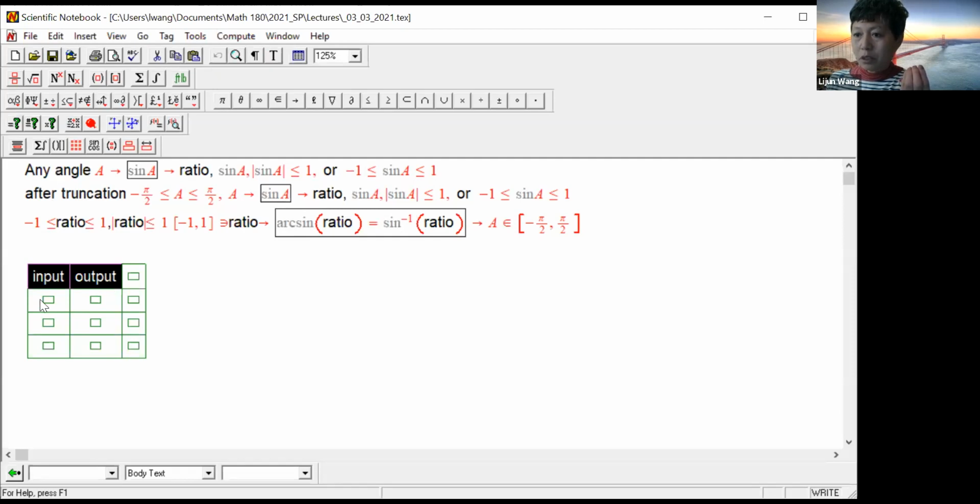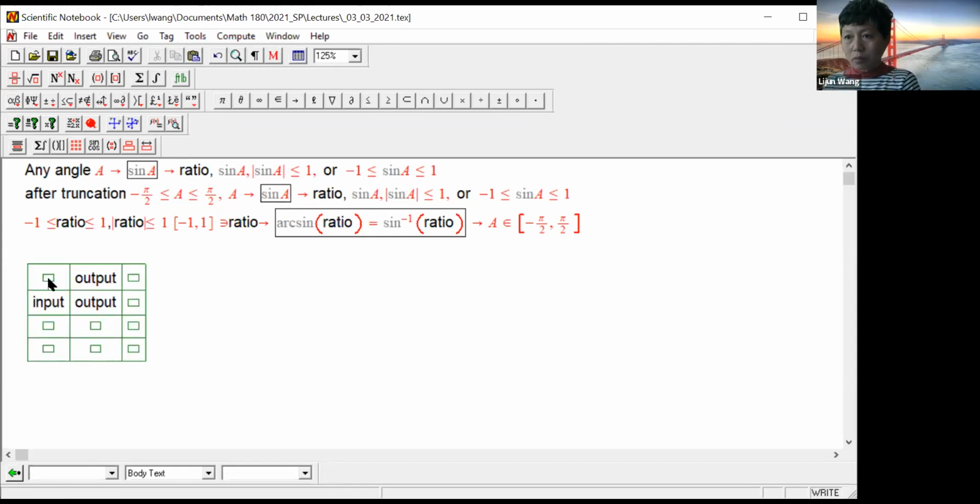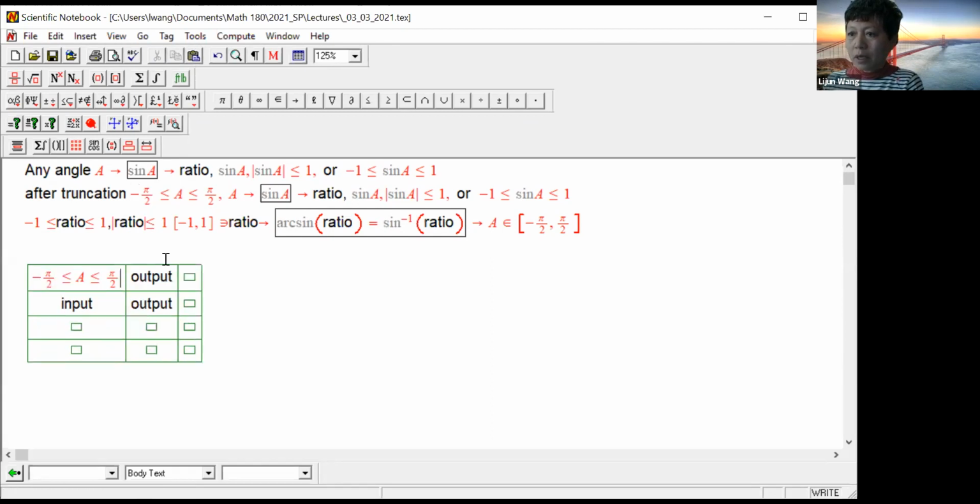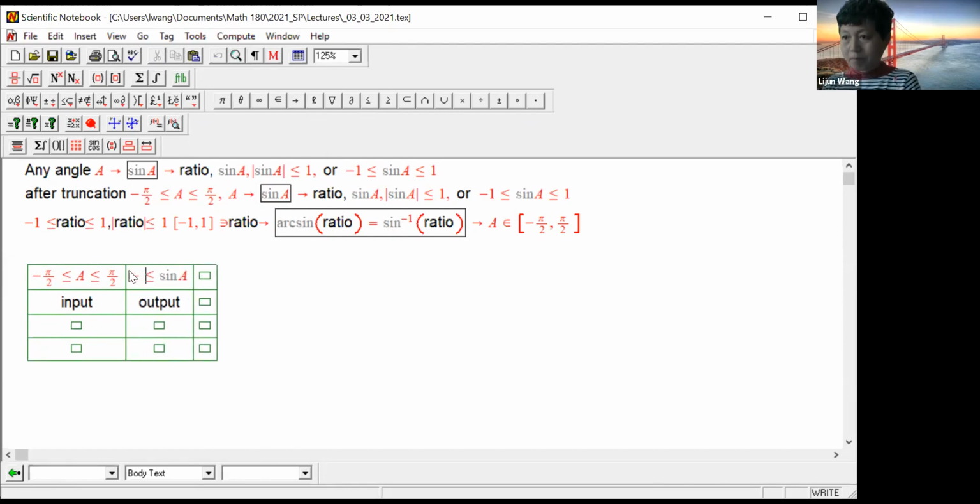I'm going to put it here. Okay, and the input is a ratio. The input, I'm sorry, the input is here. Okay, the input is here. And the output is going to be from -1 to 1, right? That's a sine of A. It is between -1 and +1.